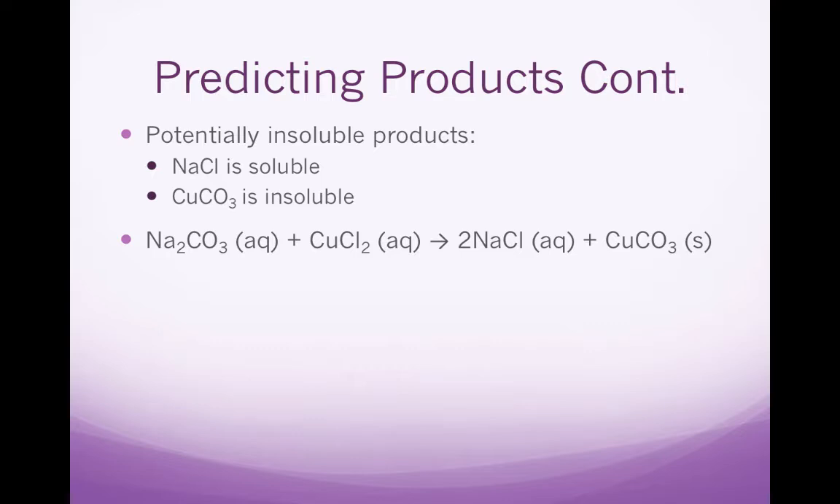And then we use our solubility chart to determine if any of these are going to be soluble or insoluble. Well, sodium chloride is soluble, but copper(II) carbonate is insoluble. So that will be the precipitate that forms, and we can write the reaction down below.